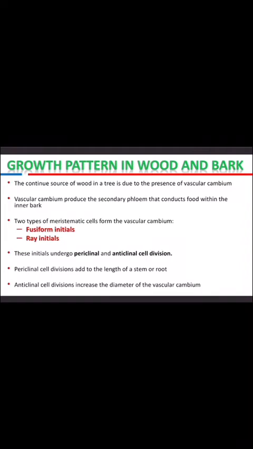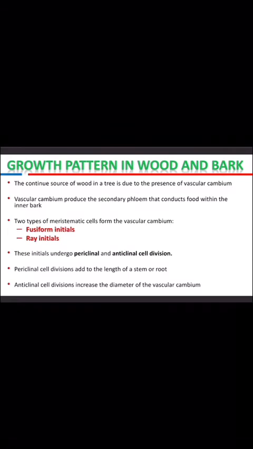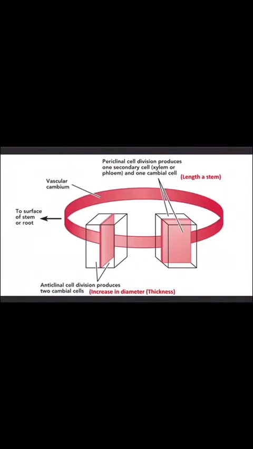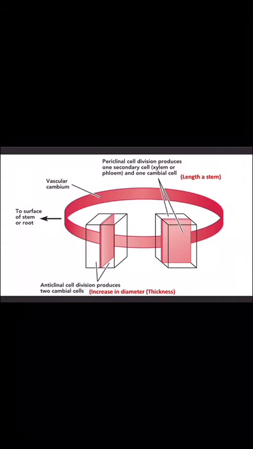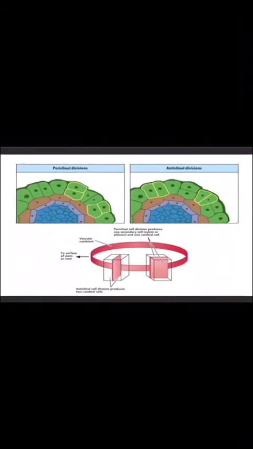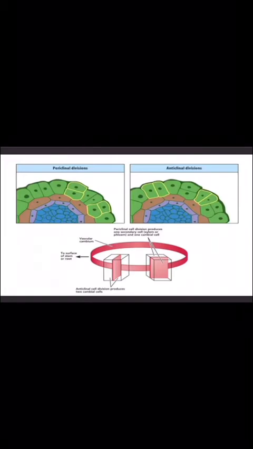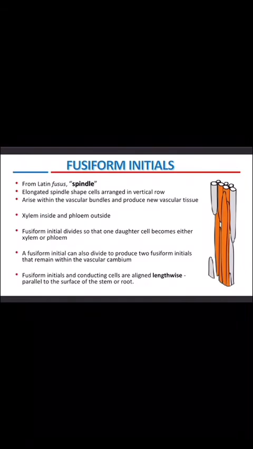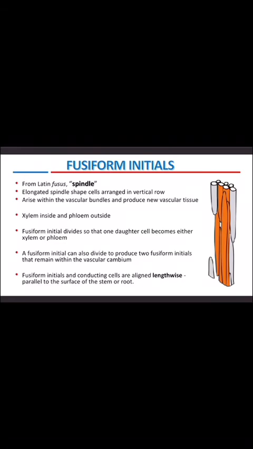And now, two types of meristematic cells that form vascular cambium: fusiform initials and ray initials. These initials undergo periclinal and anticlinal cell division. Of course, that is due to cell division. Now look at this. This is how the vascular cambium looks at the surface of the root. And you can see the anticlinal cell division and periclinal cell division. Both the sides increasing the girth. And here you can see the periclinal and anticlinal division further. And look at the width that is getting increased.